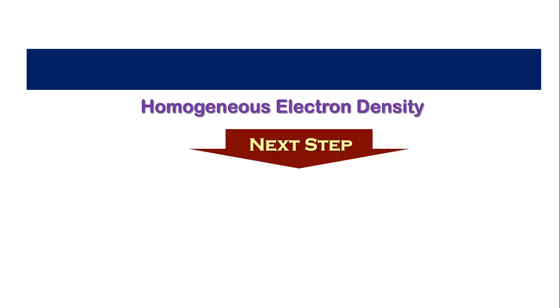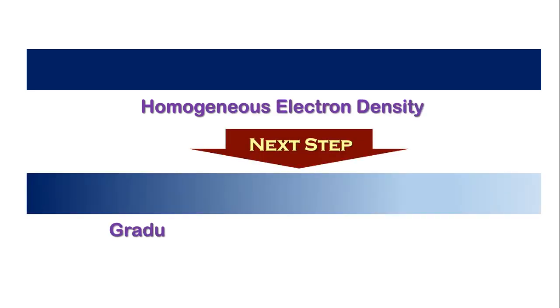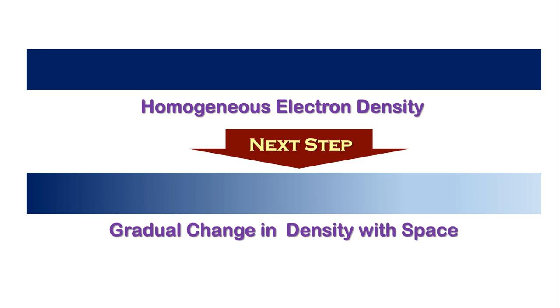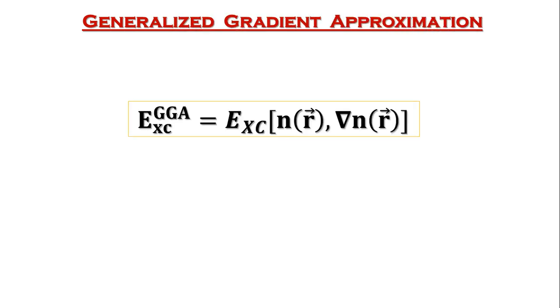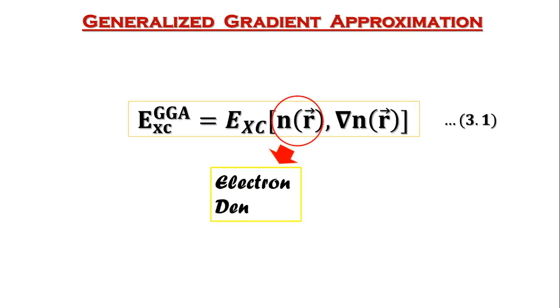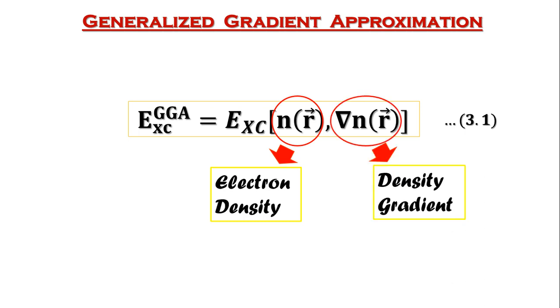After the homogeneous density, what people can think of is certainly the gradual change in density with space, or the curvature in density, more precisely, the density gradient. So, in a generalized gradient approximation, the xc functional depends on both the electron density and the gradient of it.